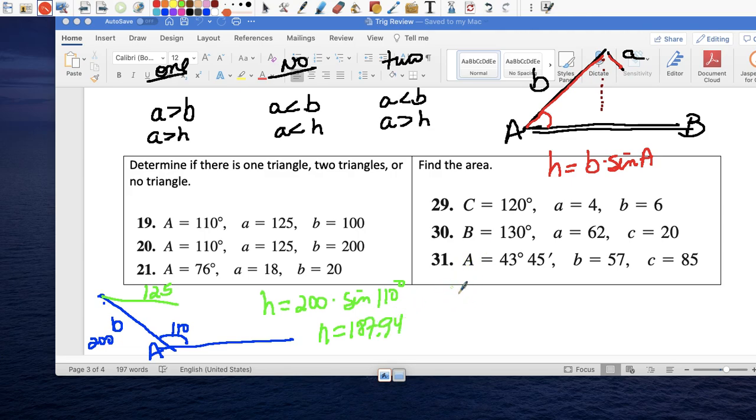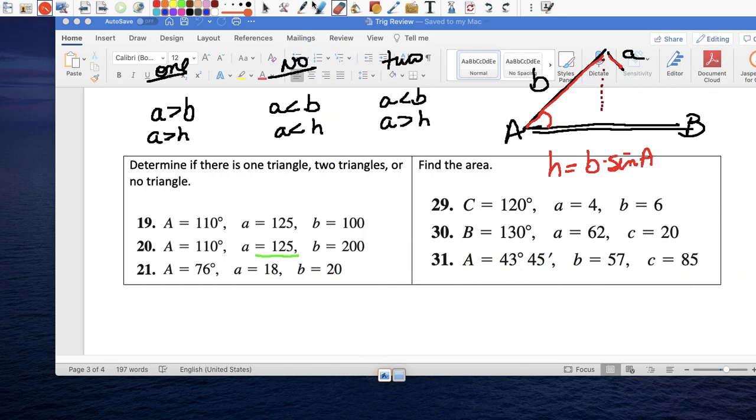So, in this case, is A greater than B? A is 125, and compare that to 200. Sorry guys, let me write it over here. Make it better. So A is 125. B is 200. So A is less than B. And let me write that the height is 187. And A is less than the height. So A is less than B and A is less than the height. So what situation do we have? We have that it's not a triangle.